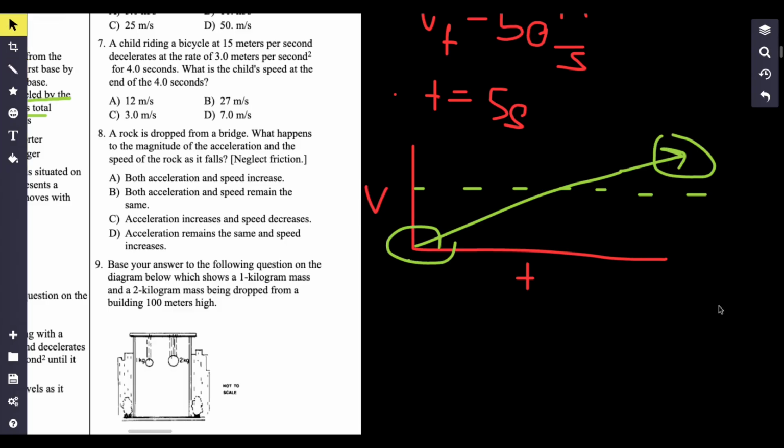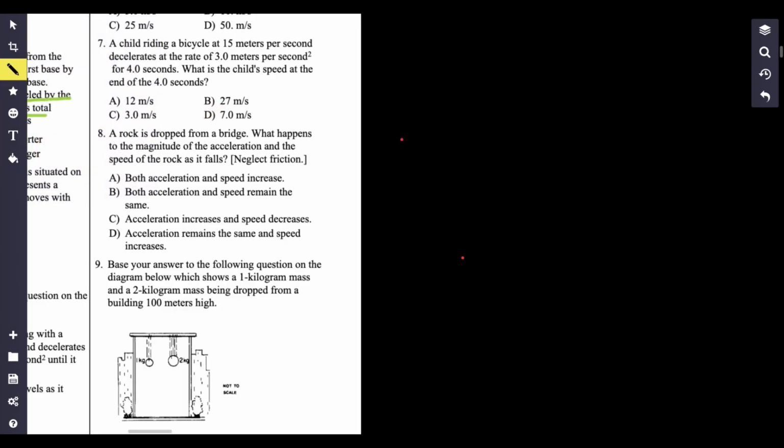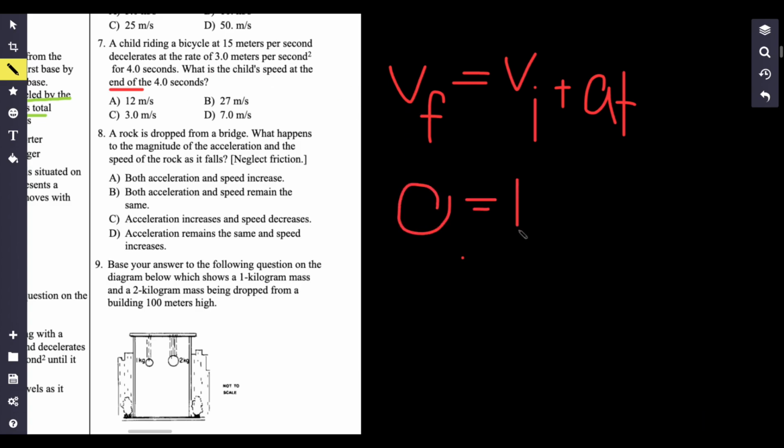A child is riding a bicycle at 15 meters per second and decelerates at a rate. What is the child's speed at that time? Well, if we want to find out final speed, given some time, given some deceleration, and given some initial velocity, what equation contains all these variables? It's going to be this equation, right? So our final velocity, that's what we're trying to find out. Initial velocity is going to be 15. Acceleration, oh, it's decelerating. Got to put a negative sign in front, right? Sometimes acceleration isn't forwards, rather it's in the opposite direction of what you're heading.